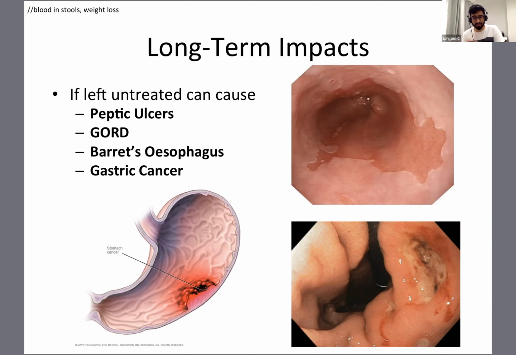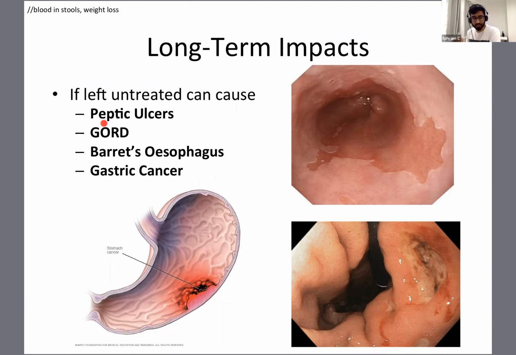However, if left untreated, as I said before, it can progress into more severe consequences. This is really important as future clinicians, as future healthcare professionals, to know what's going on and diagnose it early. So if left untreated, it can cause things called peptic ulcers. So basically ulcers in the surface of your stomach, which can start to bleed as well. And if that bleeding occurs, you can bleed internally, lose a lot of blood. And obviously if you lose a lot of blood, that can lead to death. So these are really serious stuff.